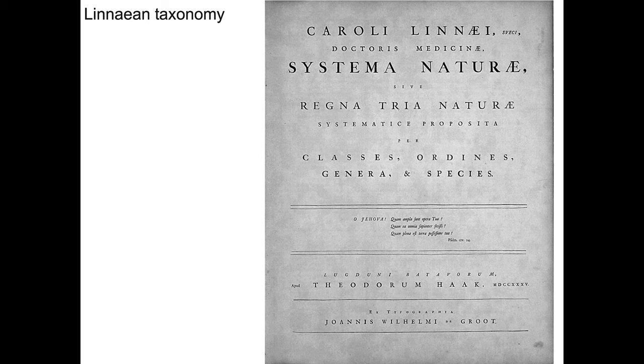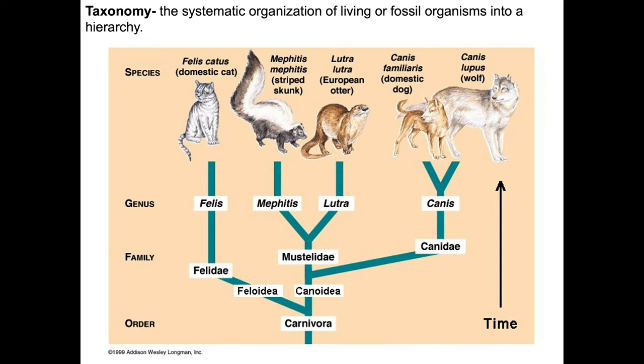Keeping track of these species and keeping them organized was something that's been around since Plato and Aristotle. Carolus Linnaeus came along in 1735 and published this thesis on nature. This is when he introduced the binomial nomenclature that we use for identifying animals by genus and species. Here we have a depiction of taxonomy. This is the systematic organization of living or fossil organisms into a hierarchy.